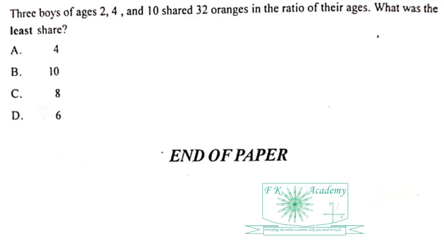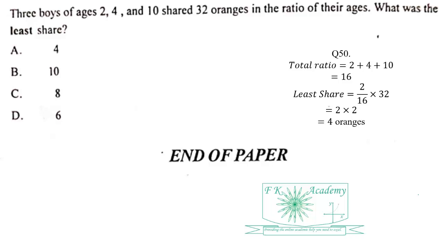Finally, question 50 is here. 3 boys of ages 2, 4, and 10 shared 32 oranges in the ratio of their ages. What was the least share? So the least share will be the share that corresponds to the least ratio, which is 4 oranges.